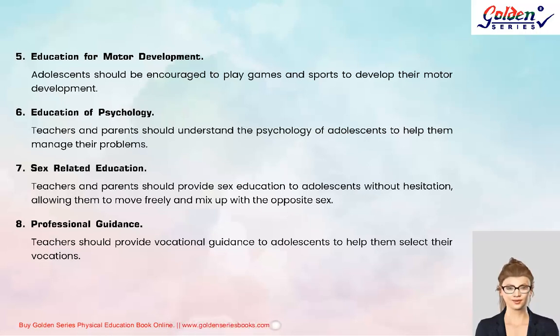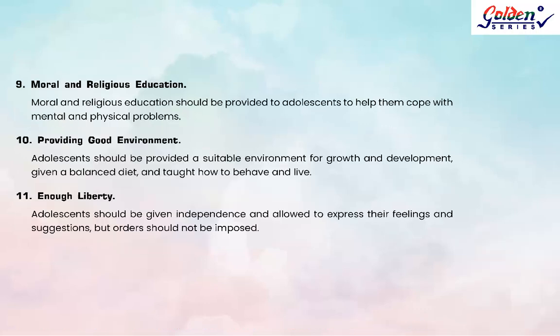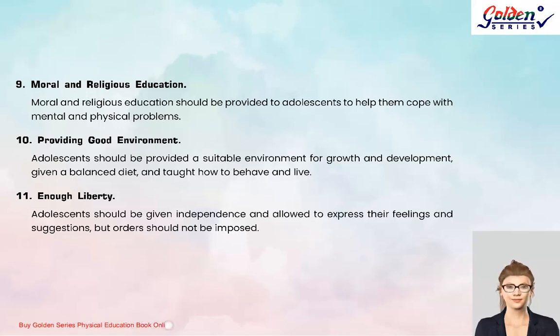7. Sex-related education. Teachers and parents should provide sex education to adolescents without hesitation, allowing them to move freely and mix with the opposite sex. 8. Professional guidance. Teachers should provide vocational guidance to adolescents to help them select their vocation. 9. Moral and religious education. Moral and religious education should be provided to adolescents to help them cope with mental and physical problems.